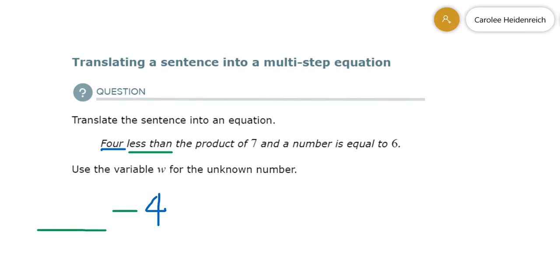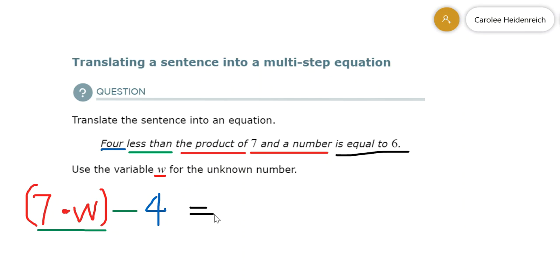The product of, oh boy, the product of, they've got to tell us what numbers. So we're going to be multiplying some numbers here. 7 and a number. 7, and then the number, the variable we're using for that is w. So we could put some parentheses around like we did on the last one because that's its own thing, the product of 7 and a number. We don't have to because technically multiplication comes first before subtraction anyway, but you can. And then it says at the end is equal to 6.